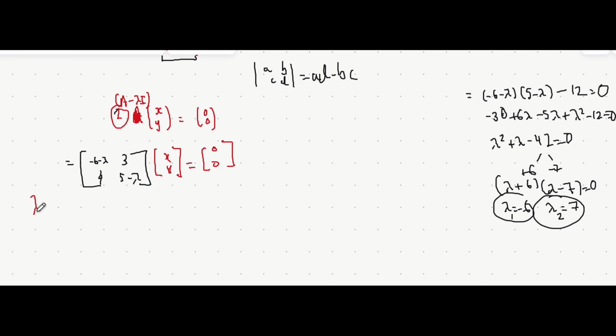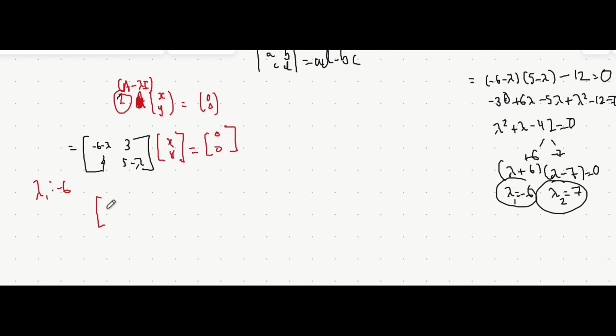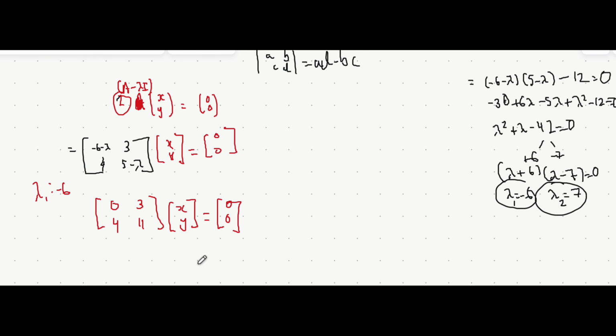So let's start with lambda 1 that I introduced. Lambda 1 equals minus 6 here. When you put minus 6 as lambda, what you get is, well, minus 6 take away minus 6 is minus 6 plus 6, which is 0. 3 has no lambda attached to it, so it's not affected by this value. 4 also has no lambda attached to it, but this value does. 5 take away minus 6 is 5 plus 6, which is 11. And then you set that multiplied by xy to be equal to the 0 vector, 0, 0.